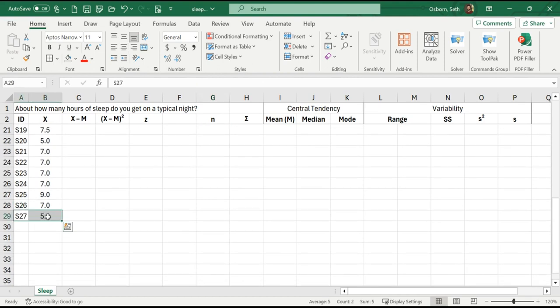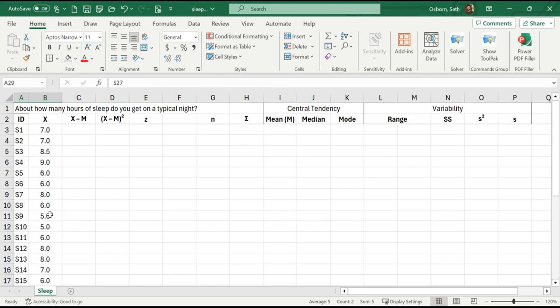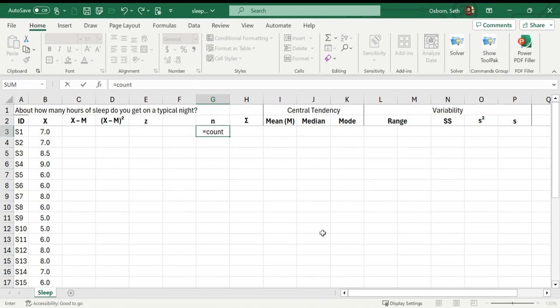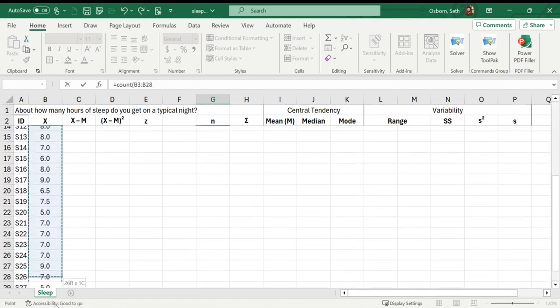I made this pretty easy to see in the data, but you might have a particularly large data set and you might not have an ID column handy. So if that's the case, it's straightforward to calculate the number of respondents. We often represent sample size with N, and we can find it using a formula like equals count, open parentheses, and then highlight the cells that you're interested in.